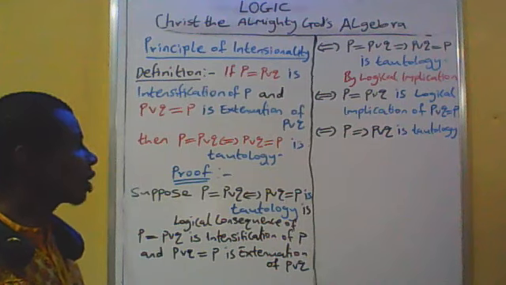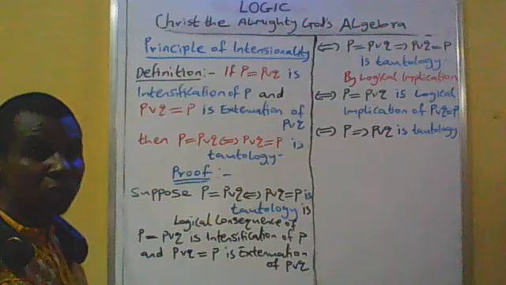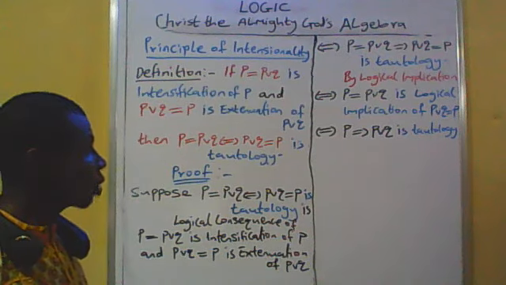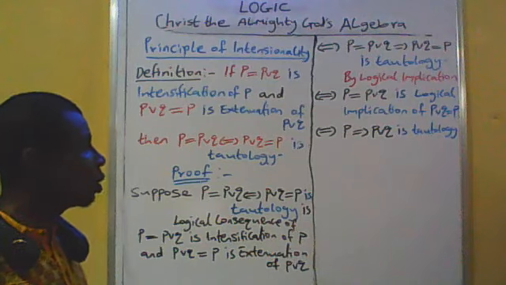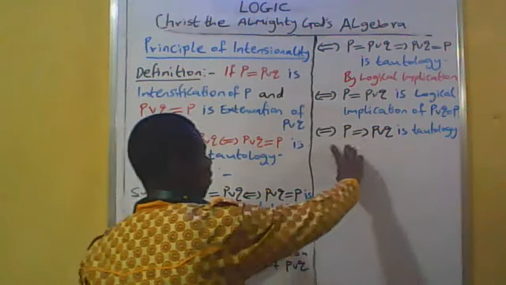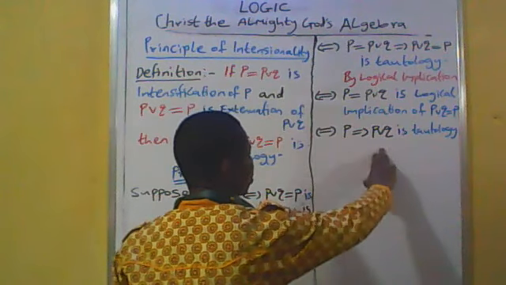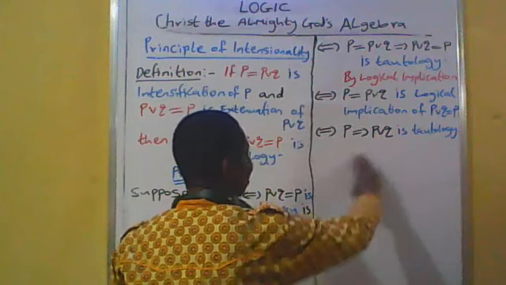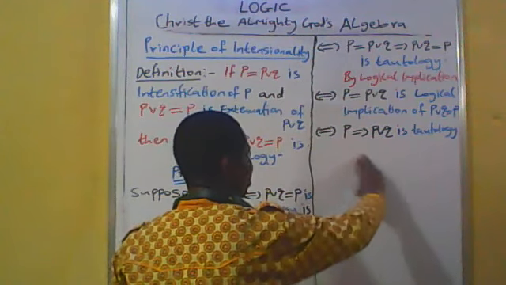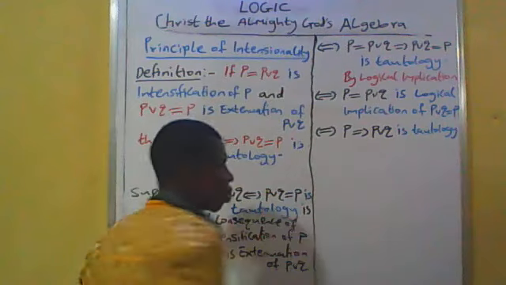Since it is a logical implication, we transform it to a conditional statement. We then say that P implies P or Q. Whenever we evaluate the statement, because whenever P is true, P or Q must also be true, it is always true. We say that the statement is a tautology.